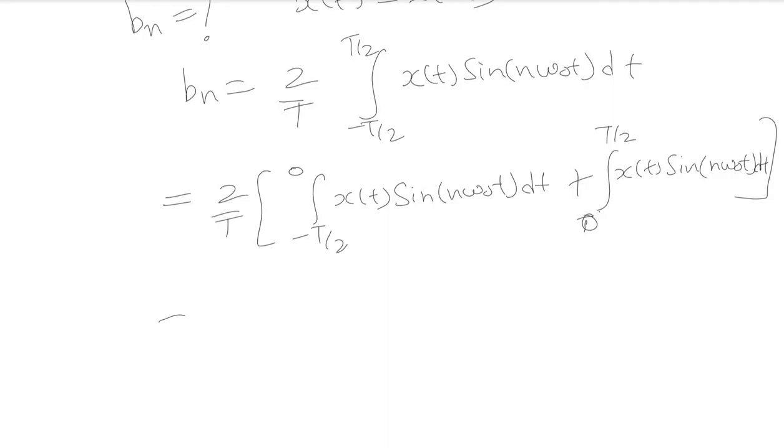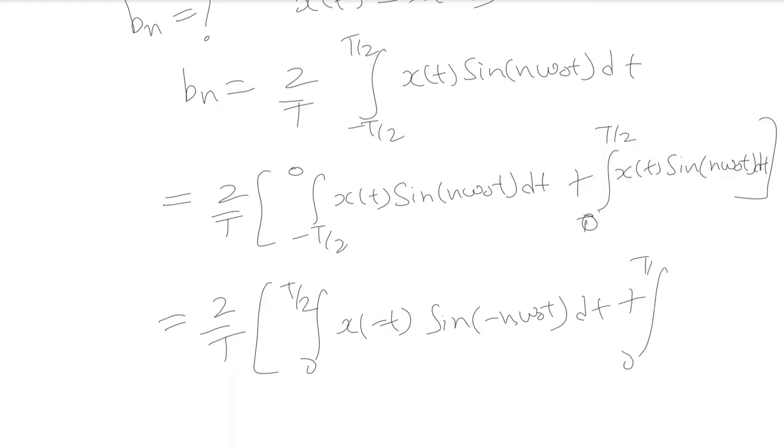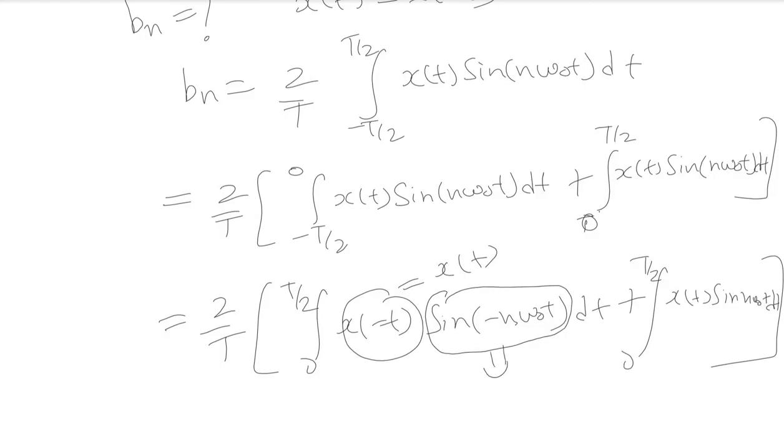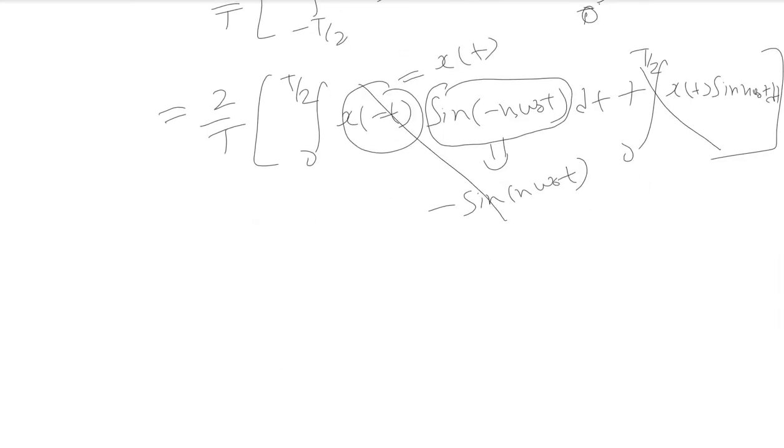Alright, so now let us do the same process. Let us change the limits over here. It will be 0 to T by 2, x of minus t sin of minus n omega naught t dt, plus 0 to T by 2, x(t) sin of n omega naught t dt. Now x of minus t is equivalent to x of t because we know x(t) is an even function. But the sine of minus n omega naught t will be equivalent to minus sine n omega naught t because sine is an odd function, right? So these two terms get cancelled out and bn becomes 0.